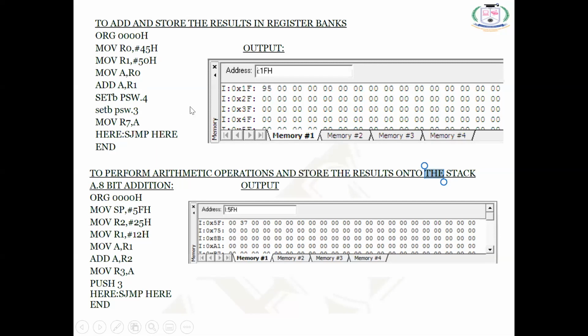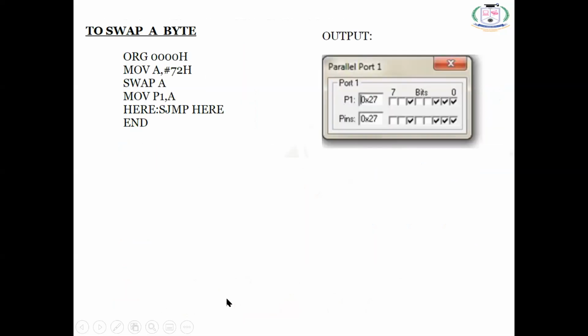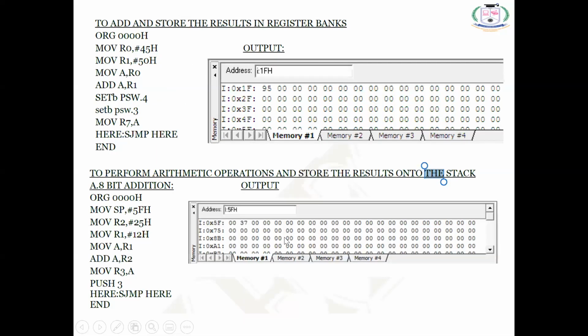Okay. Now if I want to store it in bank 0, what do I have to put here? CLR PSW.4, CLR PSW.3. What does CLR mean? Clear. Clear the fourth bit of the program status word. Clear the third bit of the program status word. Automatically which bank will be selected? Bank 0 will be selected. Are you clear?